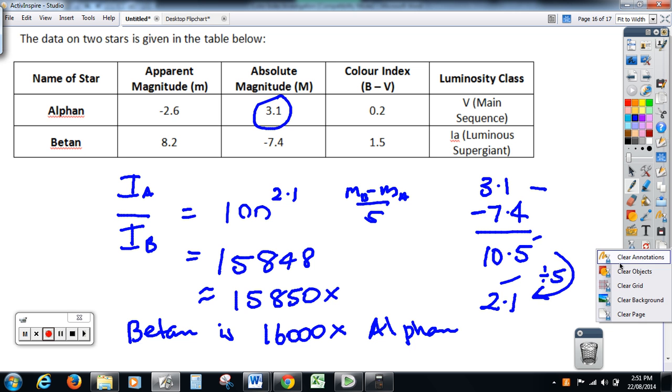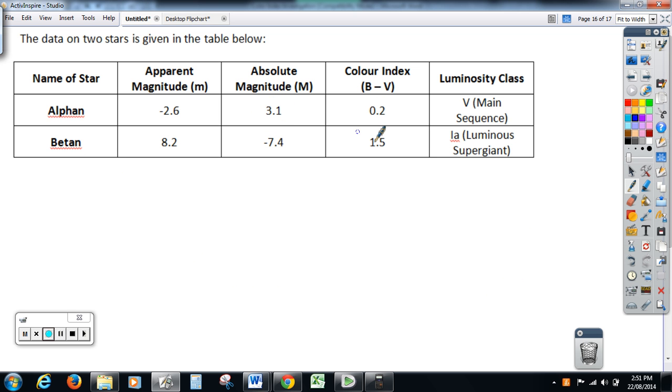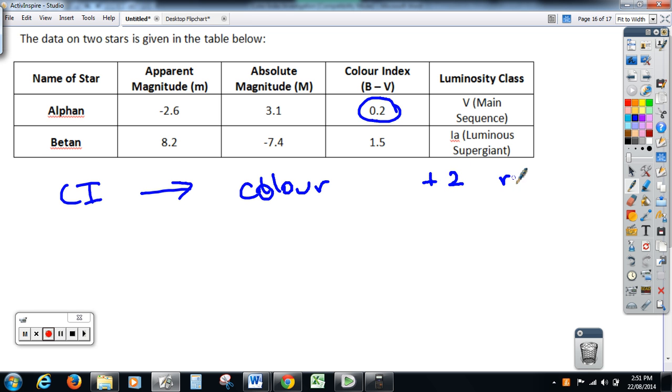The next thing we can have a look at is the colour index. Now the colour index tells us a few things. From the colour index you can actually get the colour. Now the colour is given by the colour scale, remembering that a plus 2 is red and a negative 0.5 is a bright blue and a 0 is a white. So we can estimate just here that Alpha is a little bit more than 0, so the colour of Alpha would be reasonably white.